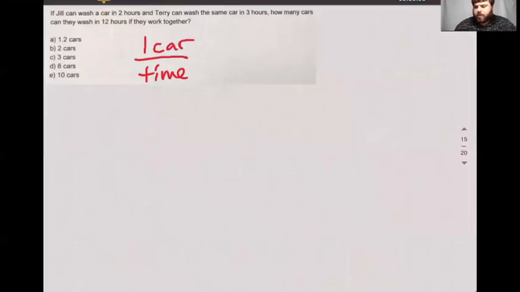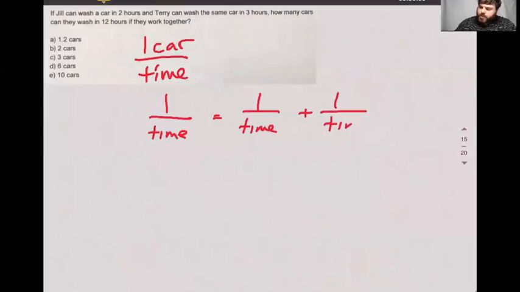So for some number of hours there, this is going to be 1 over the time equals 1 over the time plus 1 over the time. So this is for Jill and this is for Terry. They're doing 1 car per number of hours. When you hear the word per, you almost have to add in that word per because it's not technically in there, but they're doing 1 car per 2 hours, right? She can do that. He's doing 1 car per 3 hours. So when you add that word per in there, it makes it a little more clear why we're dividing.